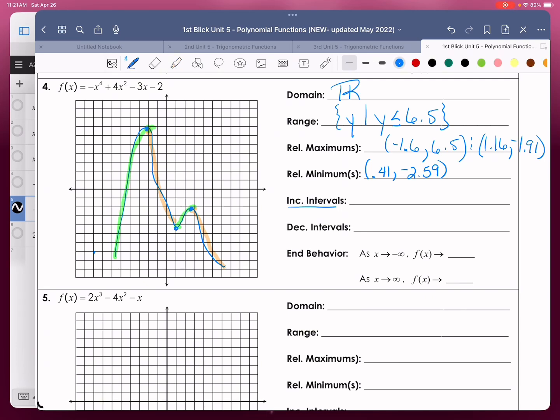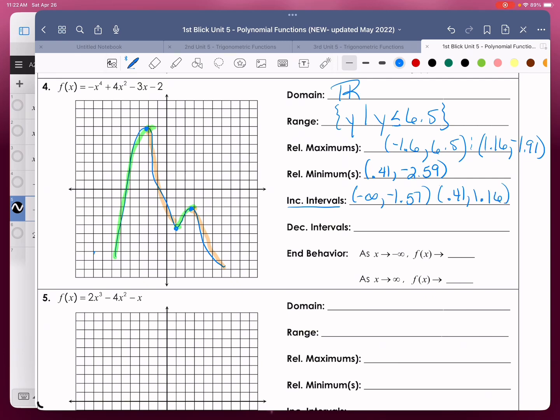Okay, let's look at our increase intervals now. So we go from negative infinity all the way up here, and the coordinate for that is negative 1.57. Then the other increase interval started at about the point 0.41, and it went over to the point 1.16.